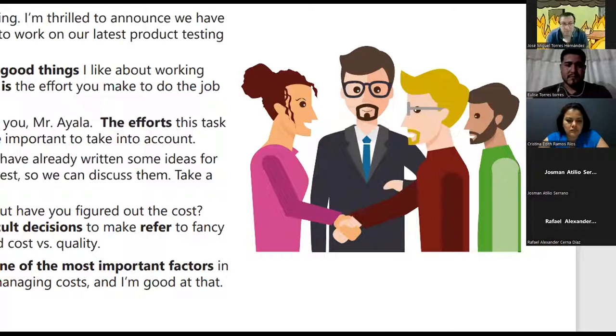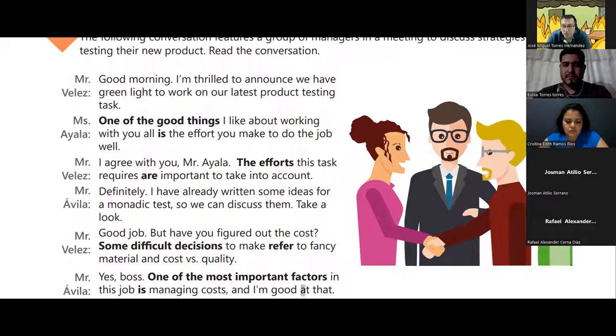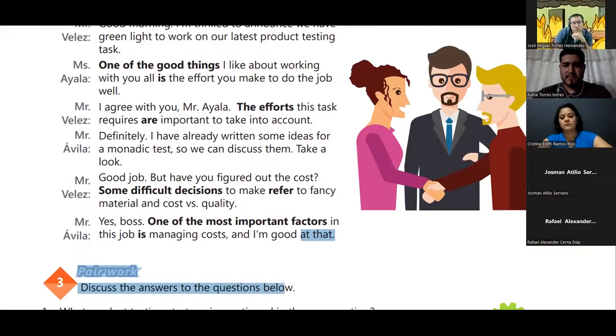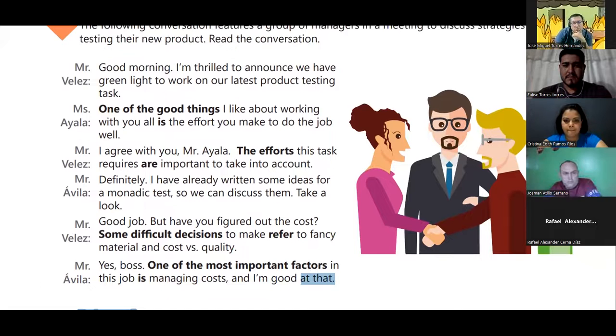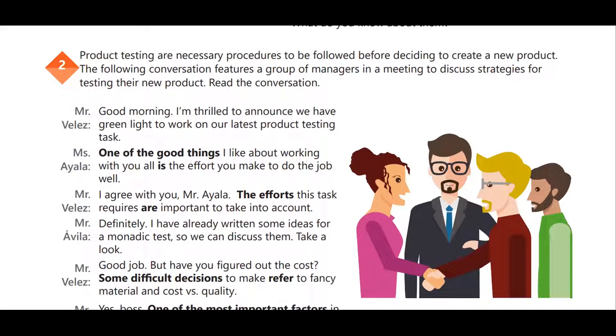So let's go to page number 17. Page 17 in your manuals, student books. Sorry, let's read the instructions. ¿Quién quiere leer las instrucciones? A ver. Say me, teacher. Me. Me.